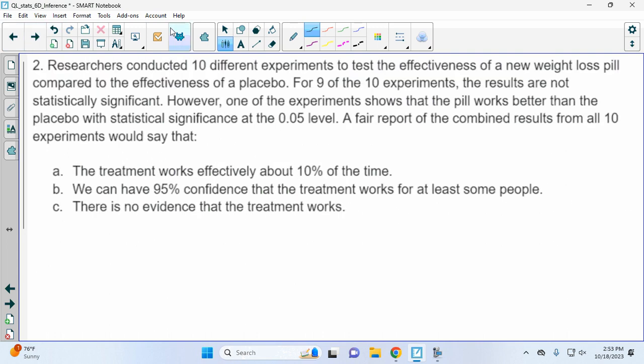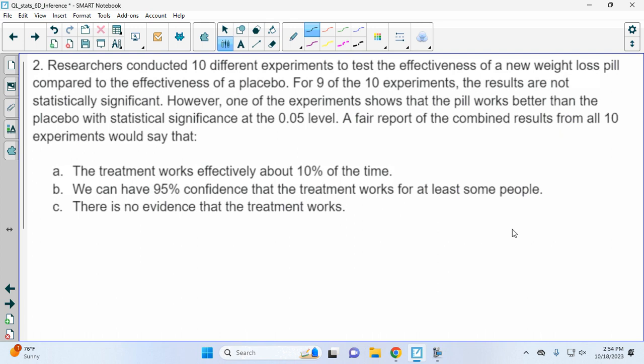If we have 10 different experiments, 9 of the 10 are not statistically significant, but one of them is. What can we say that is a fair report of the results? The treatment works effectively about 10% of the time. We can have 95% confidence that the treatment works for at least some people. There is no evidence that the treatment works. This is a multiple choice. Which of these is the best answer?